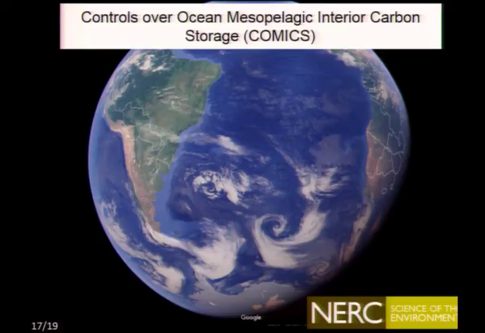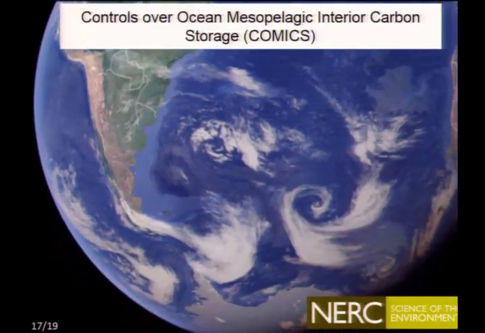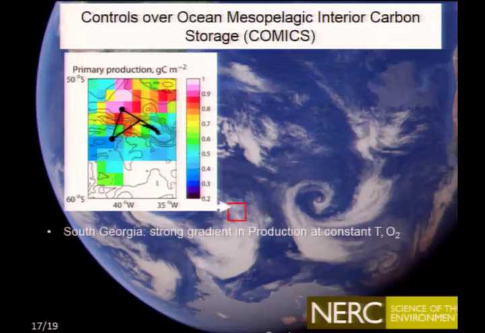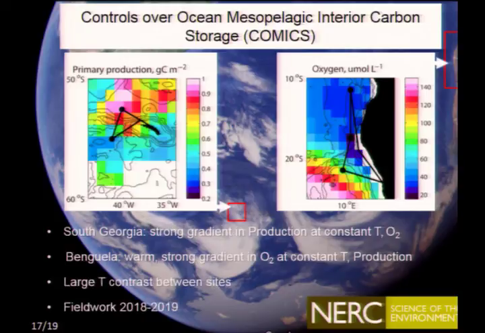This particular project is called COMEX. It addresses very similar questions to EXPORTS, but the focus is going to be, in this case, in the Southern Ocean. What we're going to be doing is looking at broader environmental controls, I think is the way of summarizing it. Around South Georgia, we're going to be using a strong gradient in production to look at how that influences the fate of material. Off Benguela, where we have a strong gradient in oxygen, we'll be looking at the oxygen control. And then the strong difference in temperature between these two locations will allow us to tackle the effect of temperature as well. And just for information, that field work is going to be running in parallel with the projected dates for EXPORTS.